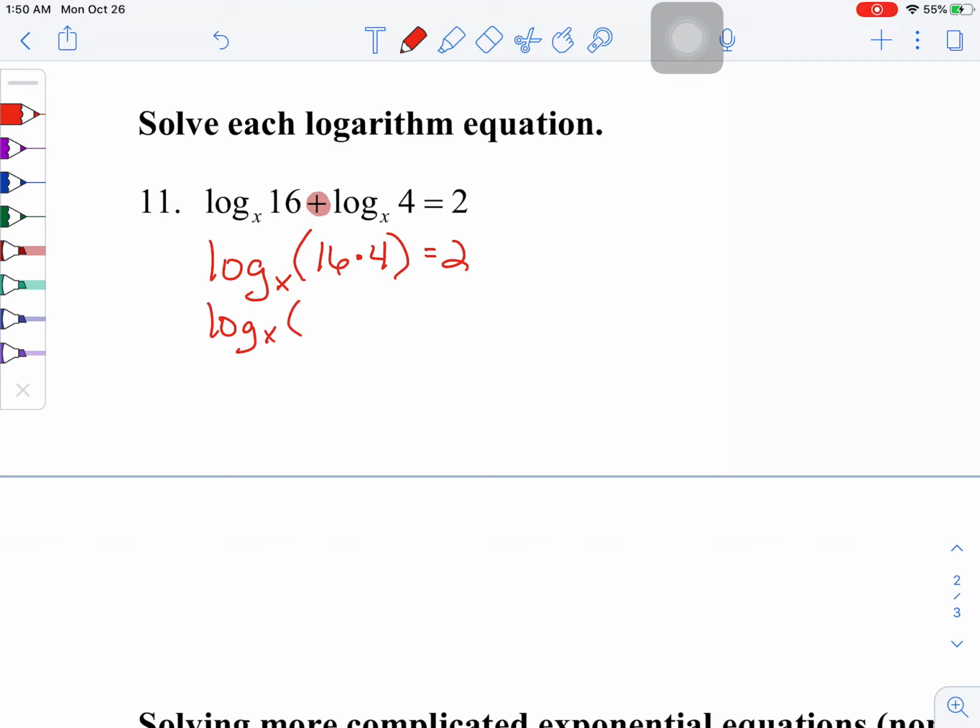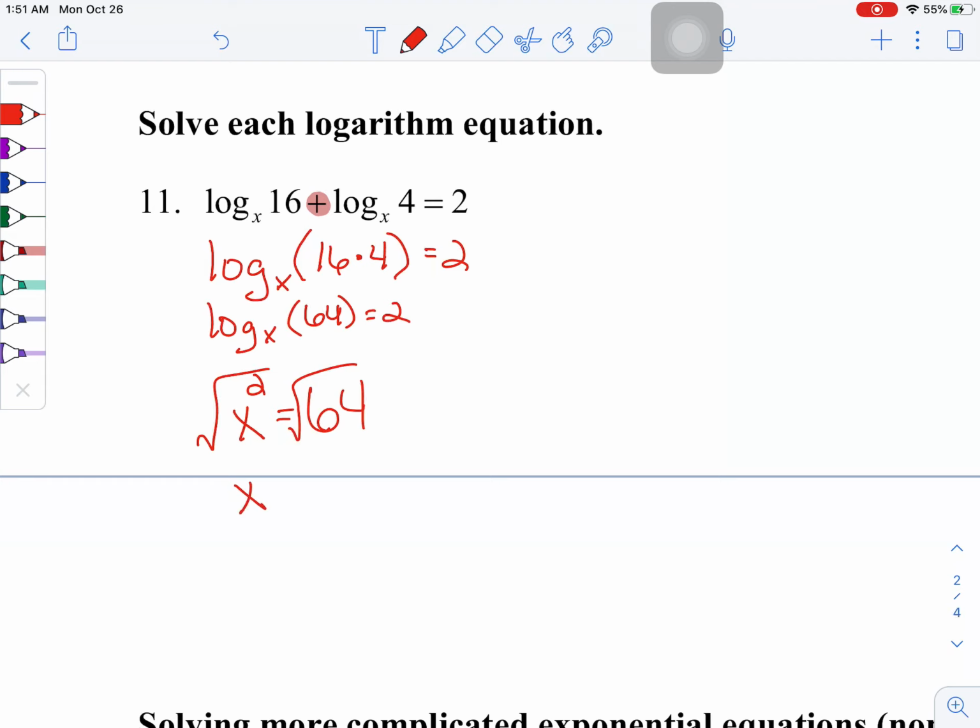So let's see, log base x of 16 times 4, I'm pretty sure is 64. So let me do a quick double check on that. Yes, it is. All right, so it's going to be log base x of 64 is equal to 2. So now that it's a single logarithm equal to a value, I can undo the logarithm and rewrite it as an exponential equation. So my base is x, my power is 2, and in this case, my argument turns into my answer of 64.